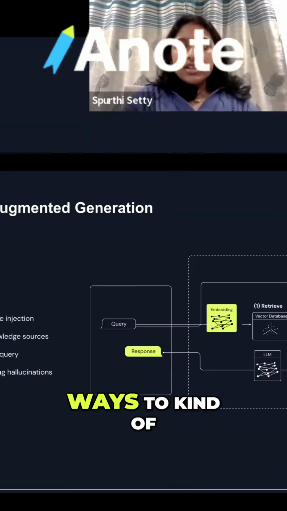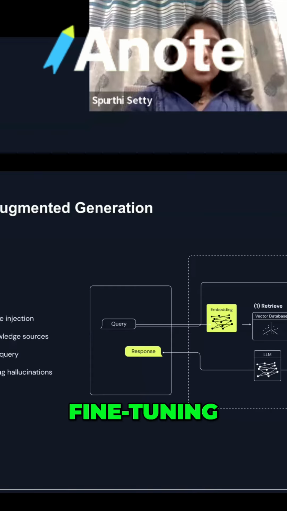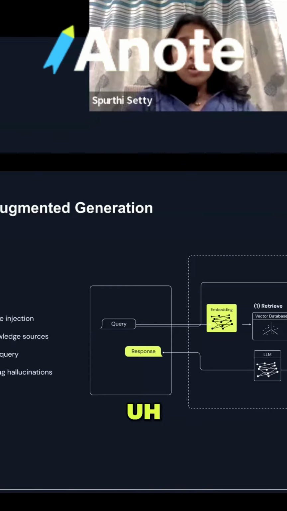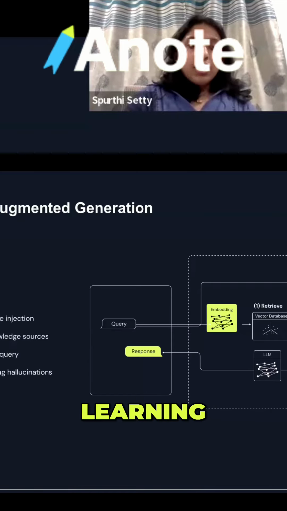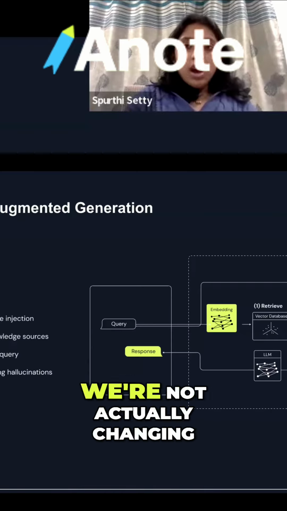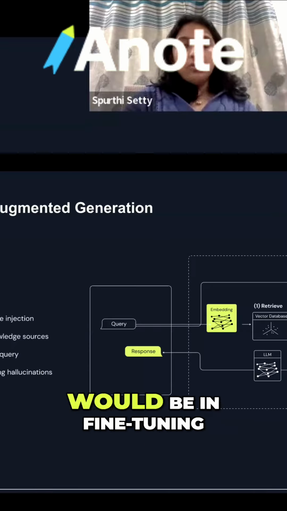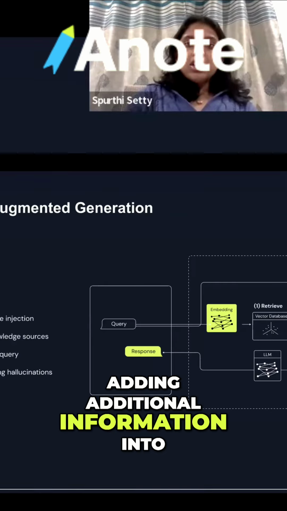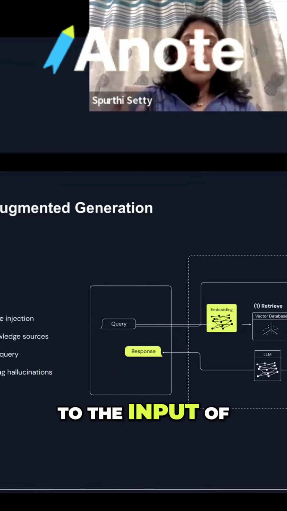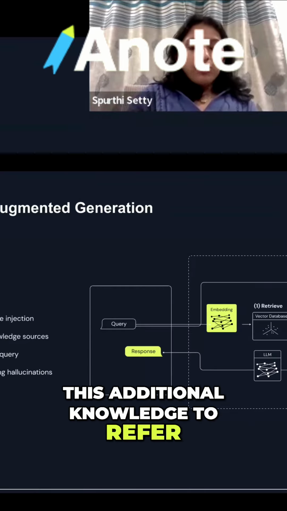The two main ways to add additional knowledge to large language models are fine-tuning or in-context learning, and RAG is a form of in-context learning. In this method, we're not actually changing the model parameters with additional training like we would be in fine-tuning. We're just adding additional information into the query itself, or to the input of the LLM, so that it'll have this additional knowledge to refer to.